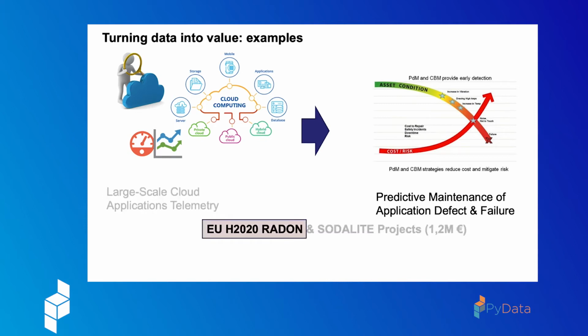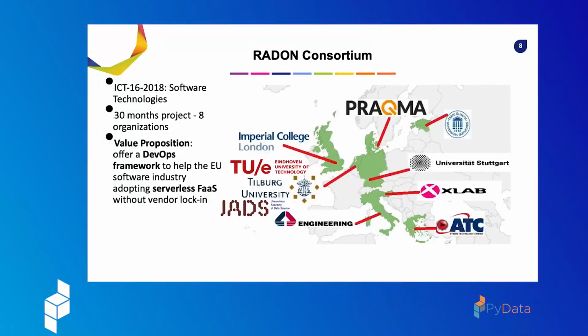So in the scope of these two specific projects, I chose to focus on RADON because it seems much closer to the endeavors and domain that PyData is targeted at. So I want to specifically stress what we are doing in that direction. So what is RADON? Where does it come from? Well, RADON is a software technologies research and innovation action, in the parlance of H2020 project proposals.